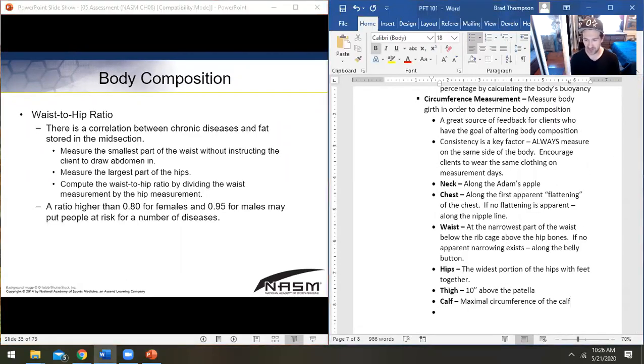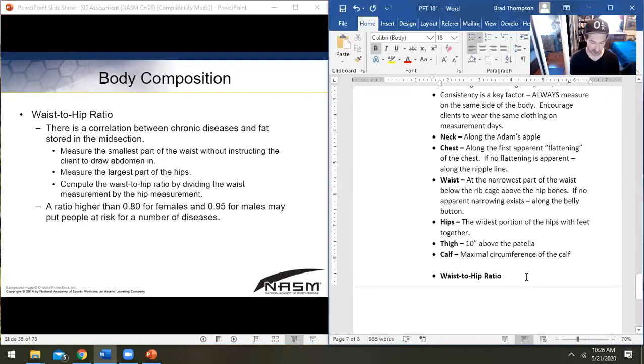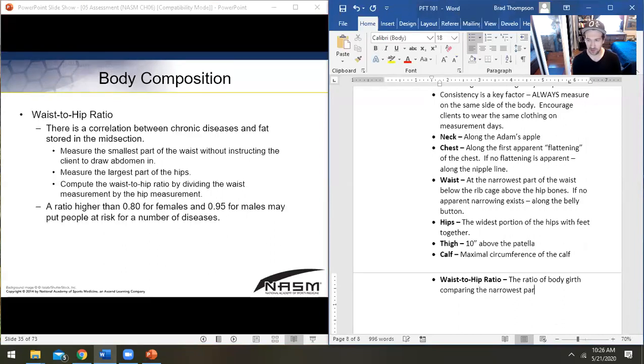Now let's look at that waist to hip ratio. So your waist to hip ratio is the ratio of body girth comparing the narrowest part of the waist versus the widest part of the hips, right?